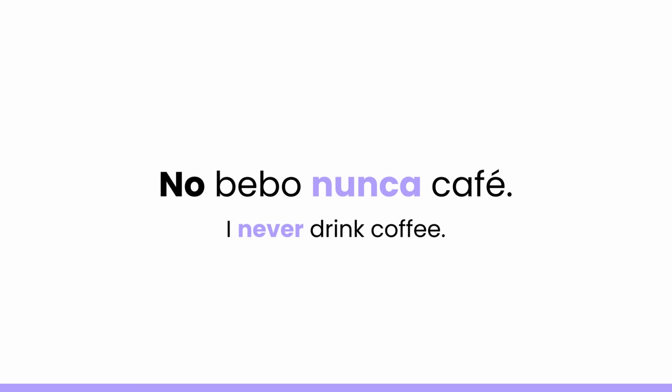As in the previous example, we saw no and nadie. So that's why it's called a double negative, because we use this word no, but then in combination with another word, such as nadie or nunca. And literally translated, no bebo nunca café means not, no, I drink, bebo, nunca, never, café, coffee. So not I drink ever coffee. And of course in English this becomes I never drink coffee.